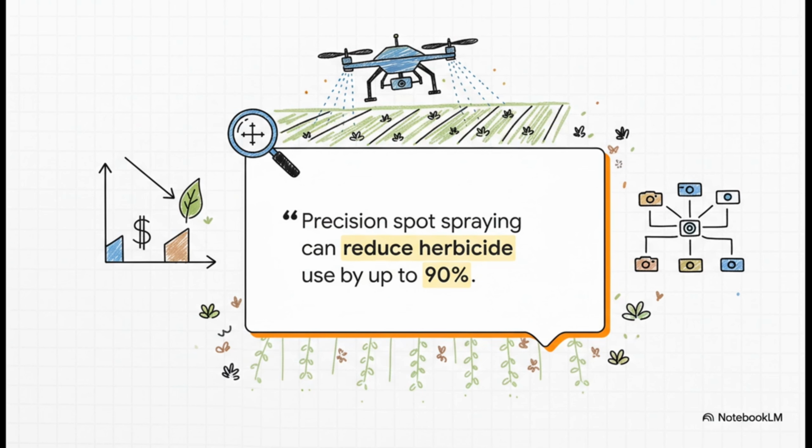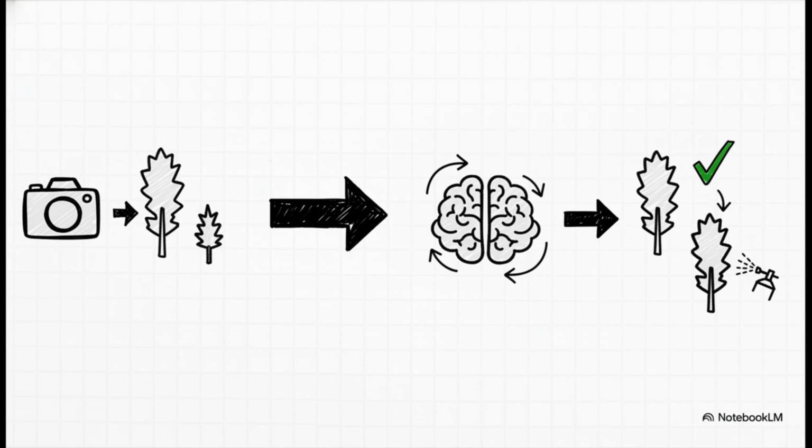In farming, these precision spraying systems are an absolute game changer. Some farmers are reporting that they can cut their herbicide use by up to 90%. I mean, that is an incredible savings, both in money and for the environment. So how are they doing it?